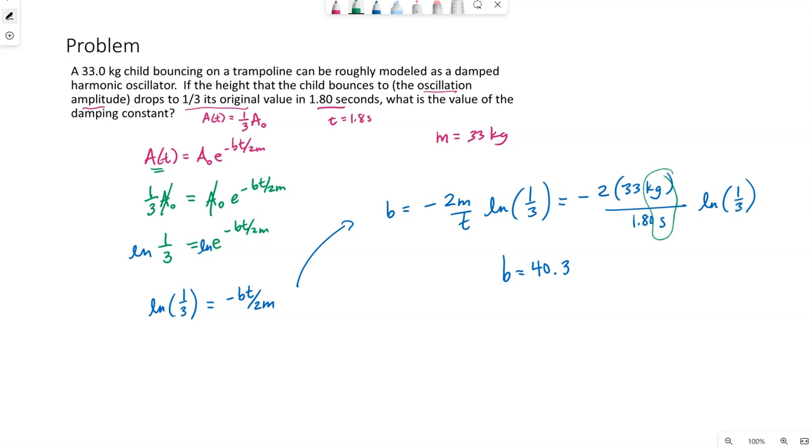The units are on my numbers. I don't have to memorize the units of b. I can look at the numbers I've plugged in, and those tell me my units as well. So here is b for this particular problem. And yes, that is a large value.